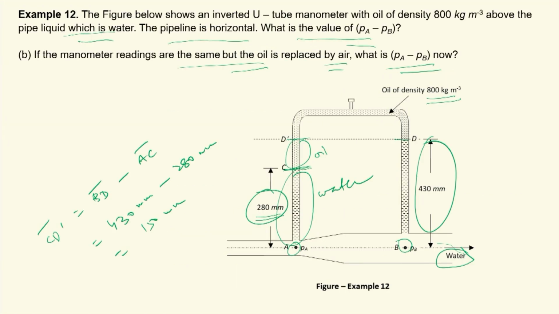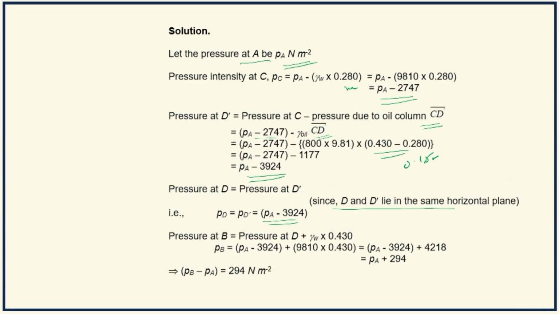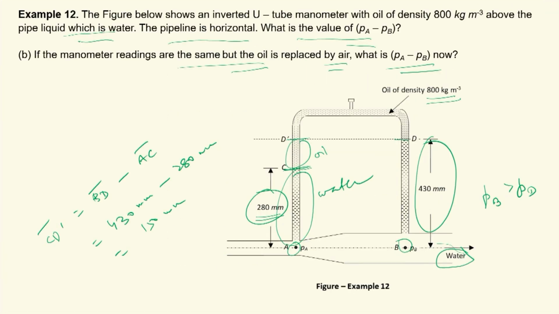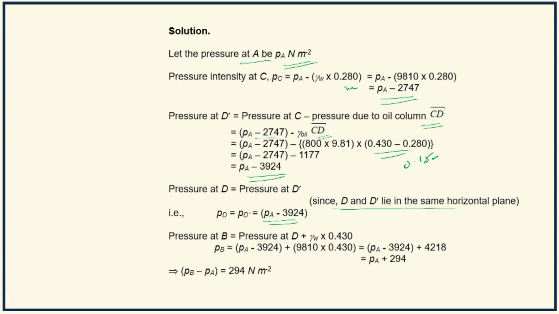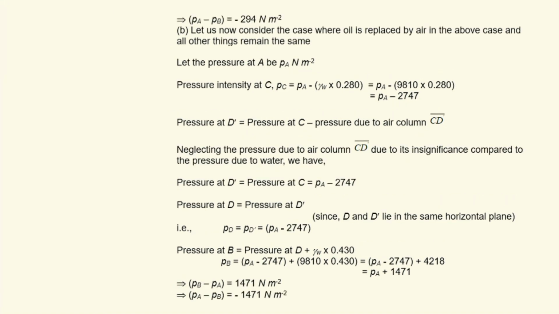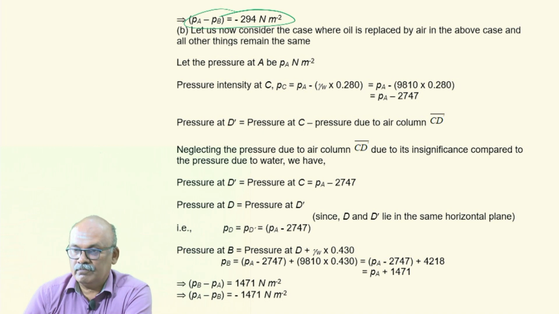Then you are coming down to B, the next gauge point. So, B will be greater than PD because B is lower than D. The pressure increases with decrease in elevation, or the pressure increases with depth. So, pressure at B will be pressure at D plus what you have in this column, 430 millimeters, it is water. So, gamma W into 0.43 meters of water. So, you get Pa plus 294. So, Pb minus Pa is equal to 294 Newton per meter square. Okay, this is the answer for the first part of the problem.